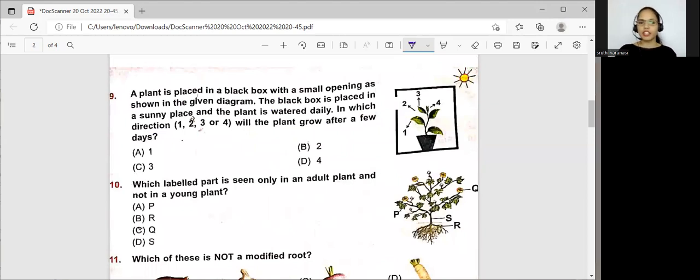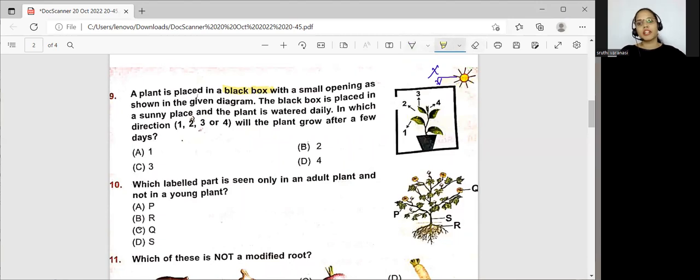Now in the ninth question, they're asking: a plant is placed in a black box with a small opening as shown in the given diagram. Now, why are they specifically mentioning it as a black box? Because a black box will not allow the sunlight to pass inside, right? So therefore they're mentioning it for you. Another point is, the black box is placed in a sunny place where it is getting sunlight. Okay. Now the plant is watered daily. You're giving water. Now in which direction will the plant grow after a few days?